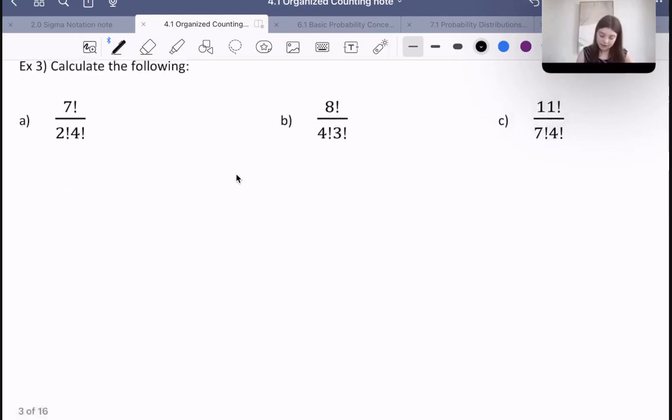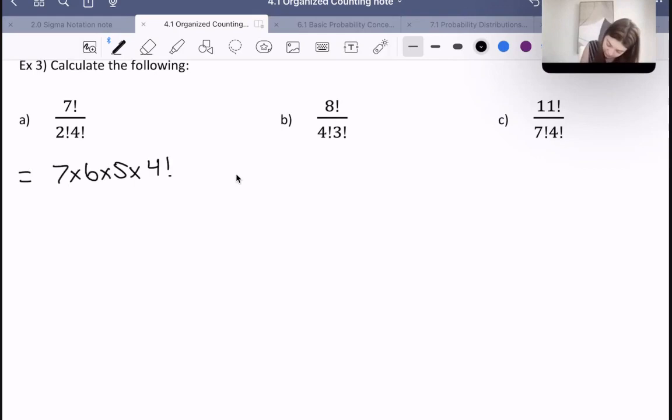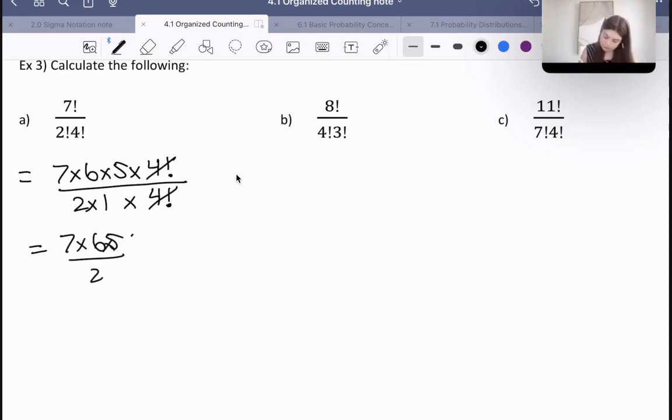Okay, so for these ones, I'm going to do them slightly differently. I'm going to say, well, what are our biggest factorials? And I'm going to go with those. So in this case, we have 7 times 6 times 5 times 4 factorial, and I'm going to cancel that out with a 4 factorial on the bottom, and I'm going to keep the 2 factorial as 2 times 1. So now I can cancel out these 4 factorials, and I just have 7 times 6 times 5 divided by 2, right? Is all I have left.